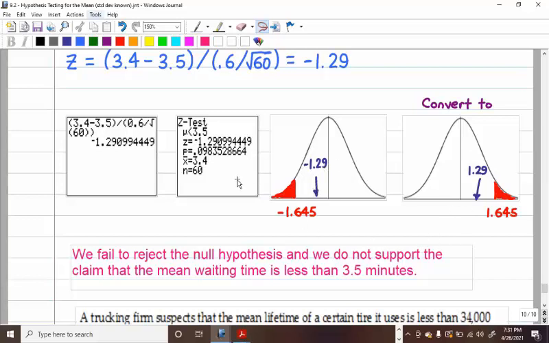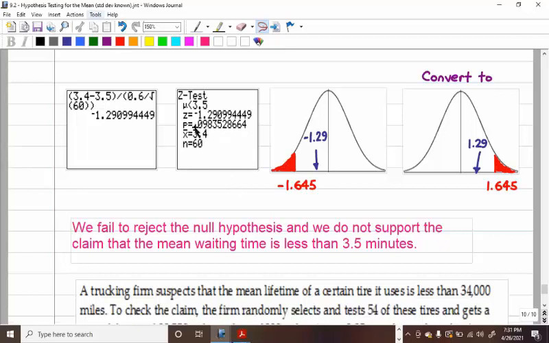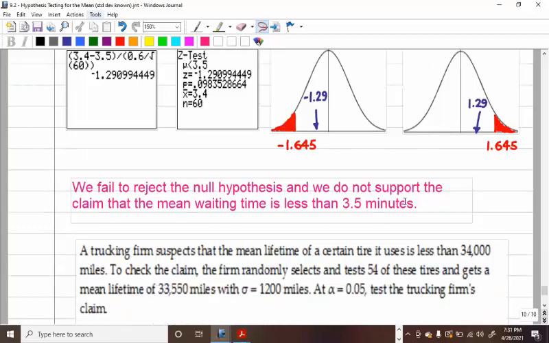Of course, then the p-value backs it up. 0.098 is greater than 0.05, so that's fail to reject. We do not support the claim because the claim was the alternative and we didn't reject. You would have to reject to support it. So we don't support their claim it's less than 3.5 minutes.